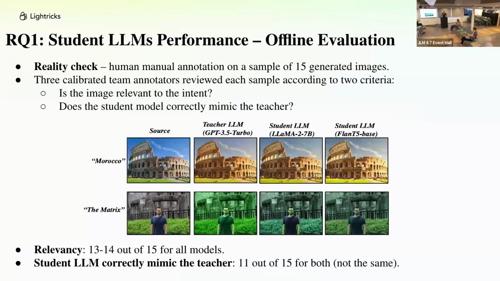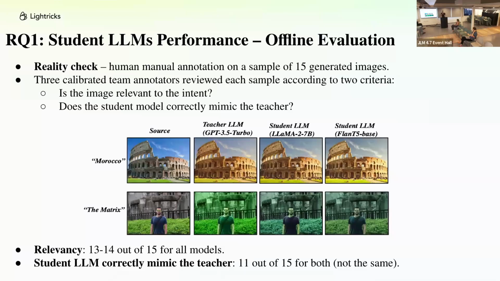So here we can see in the first row, we have Morocco. I think all annotators said in this example, which is easy, that all of the results are relevant to the intent, both the teacher and the students, and the students correctly mimic the teacher. But in the second example, which is more complex, I think it was controversial. Maybe the majority say that the results are relevant, but we can see here that the students don't correctly mimic the teacher. Maybe these are relevant responses, but they don't correctly mimic the teacher. And also both of the students are different from each other, okay?